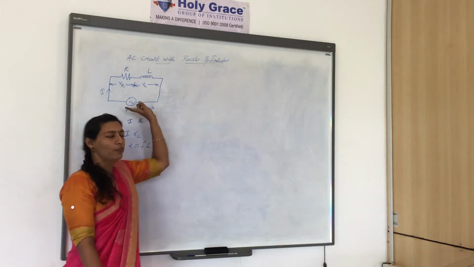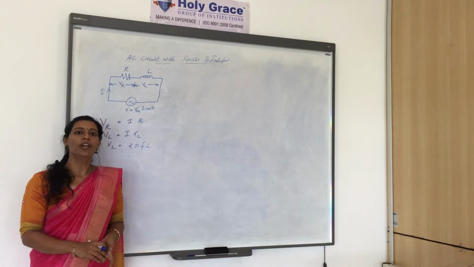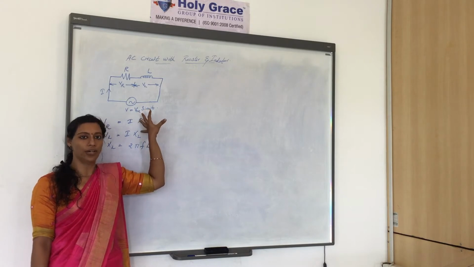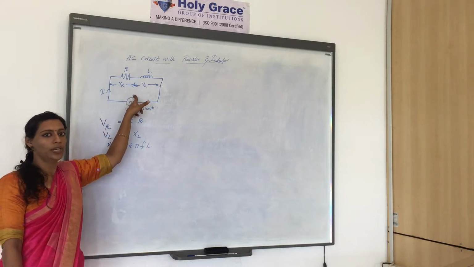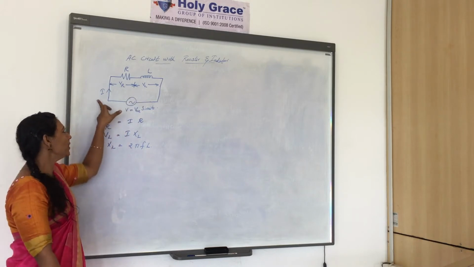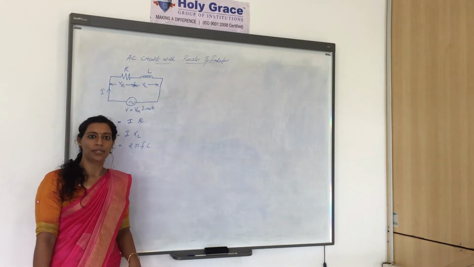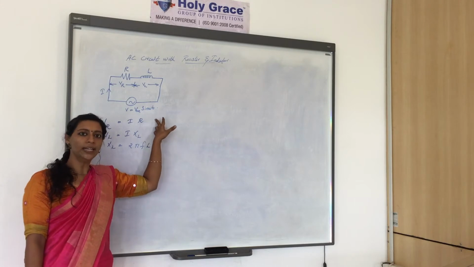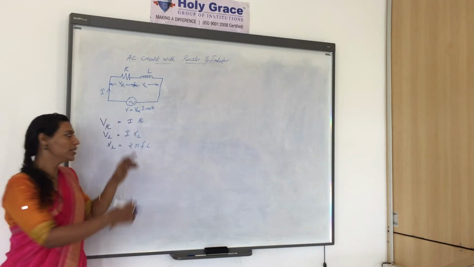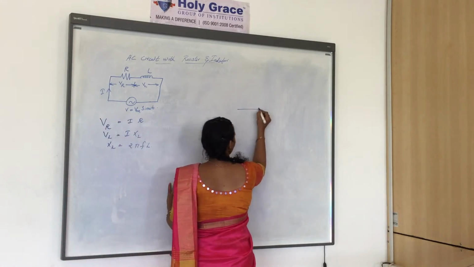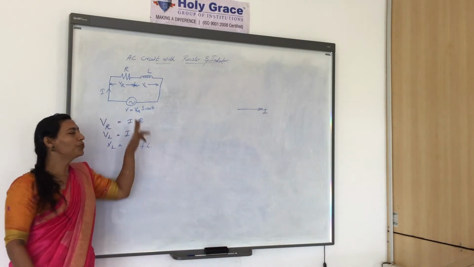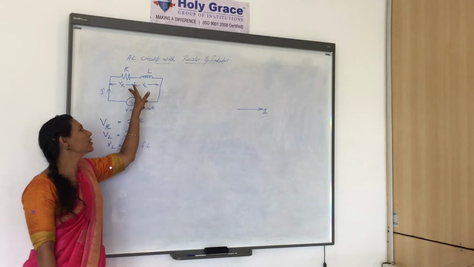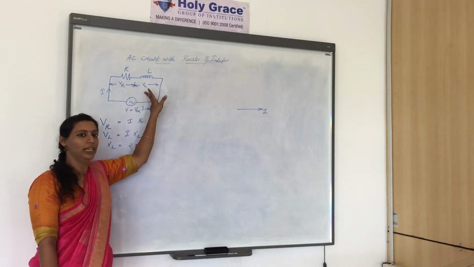For drawing the phasor diagram, we have to consider a reference. Here it is a series circuit. In a series circuit, the current is the same for all the elements. So first we are taking the reference as current. I is the reference because it is a series circuit. And we have to draw the voltage across the resistor VR and VL.